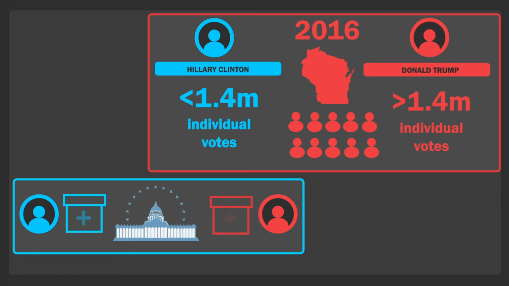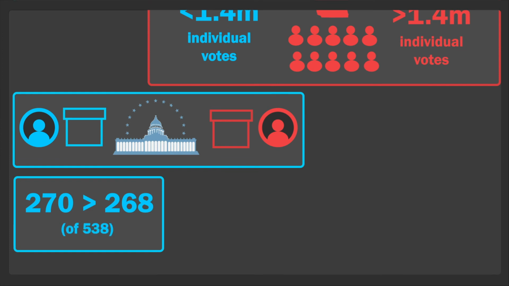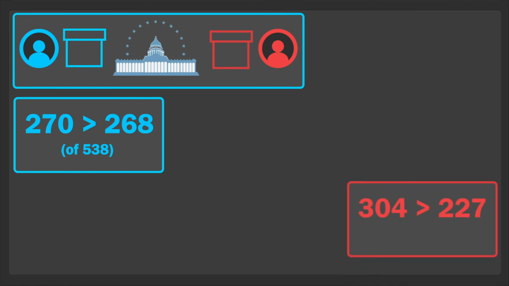The first candidate to collect 270 wins the election. Why 270? It's a majority of the 538 total Electoral College votes. In 2016, Donald Trump ended up with 304 Electoral College votes to Hillary Clinton's 227.